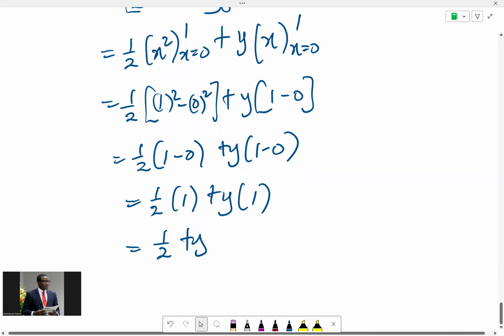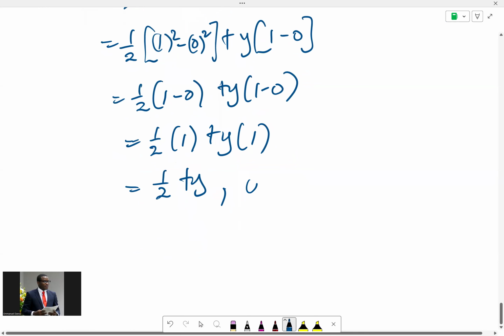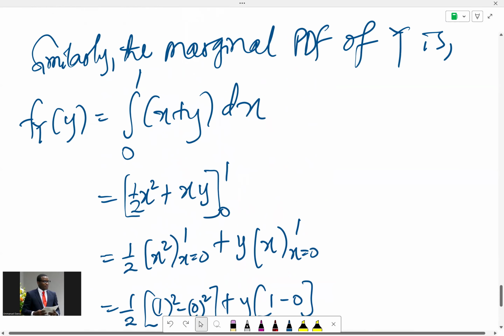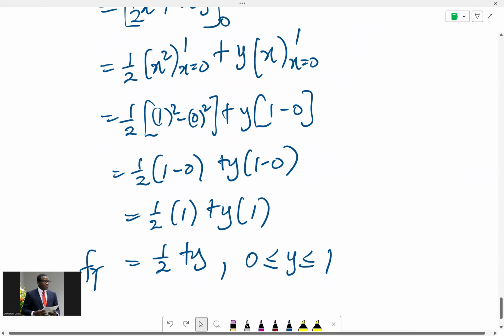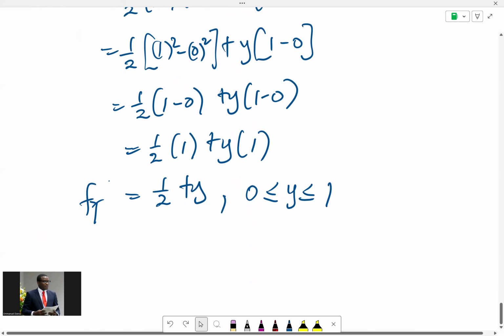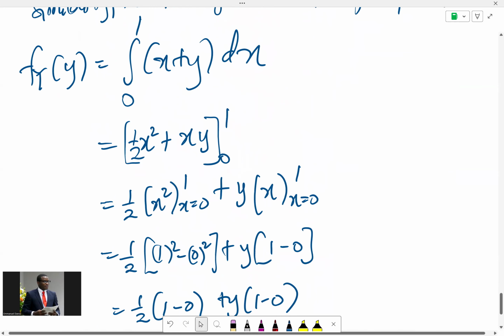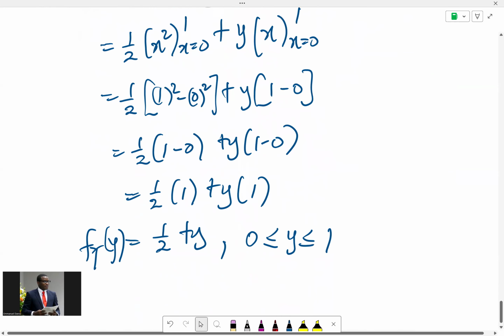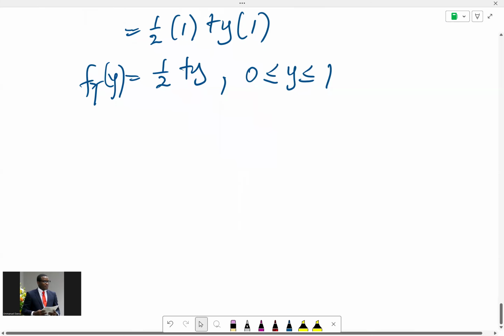And this happens when y lies between 0 and 1. So this is the marginal distribution of x, okay, of y rather. Yeah, the marginal distribution of y, and we have integrated over x. And of course, y lies between 0 and 1. All right.